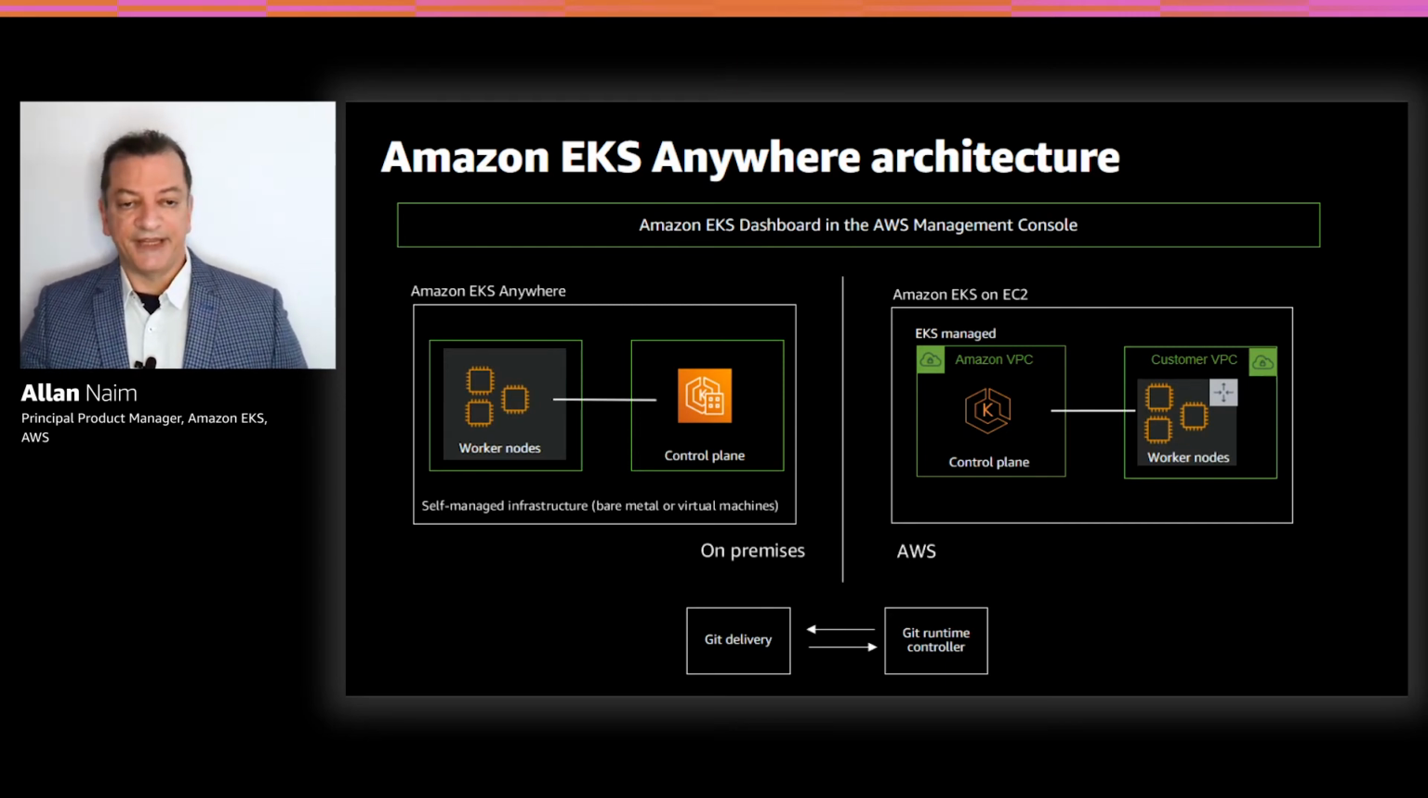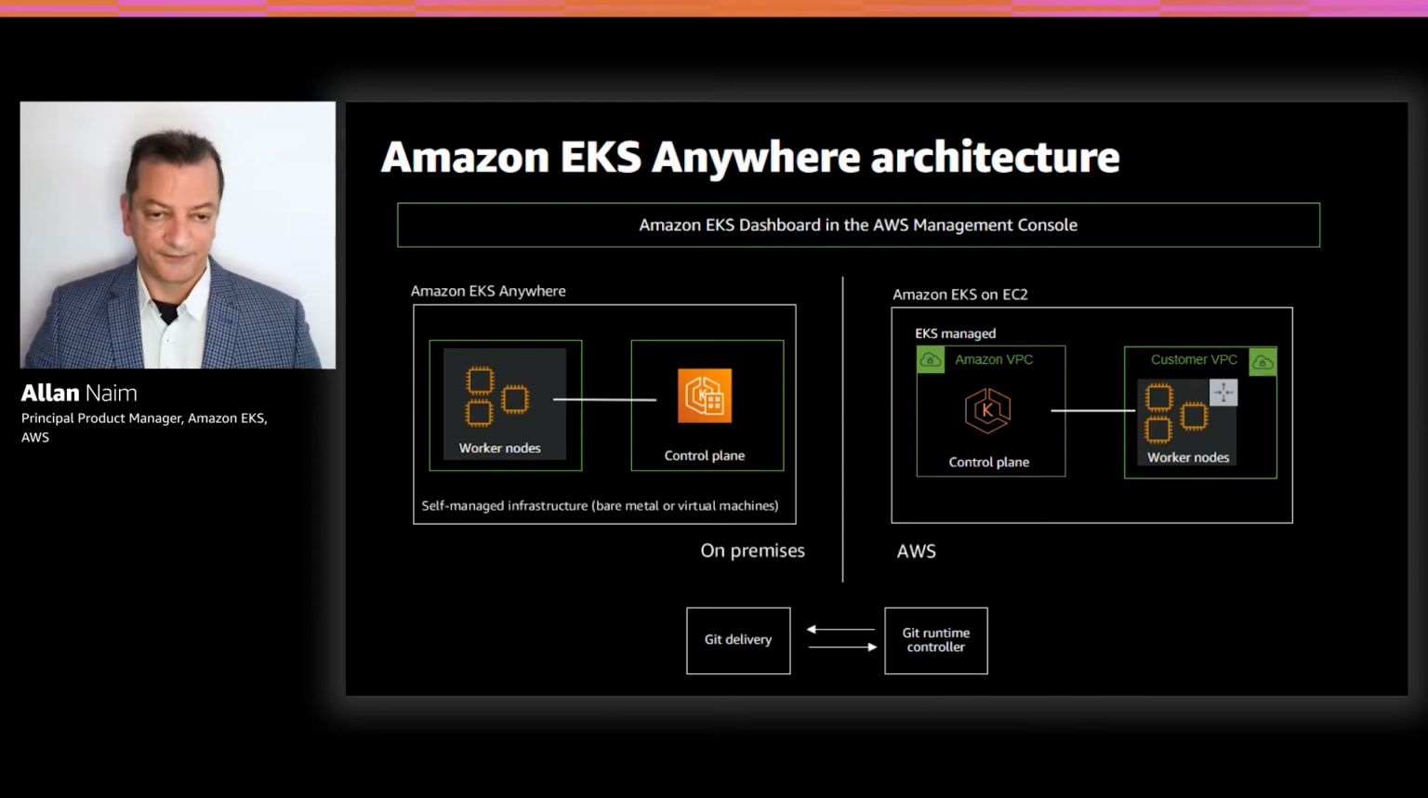Once a cluster is created, the entire EKS operational experience will be Git-driven and consistent across on-premises and AWS. A Git controller will run on each cluster that allows customers to version control and manage the cluster lifecycle using Git. That's right. With EKS Anywhere, you can use the same consistent tooling to operate EKS clusters and workloads running in your on-premises and AWS environments.